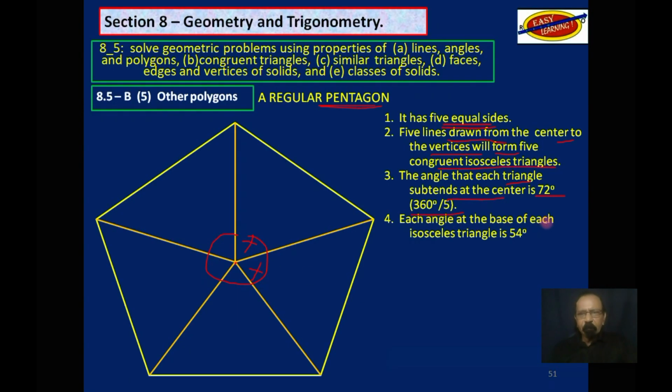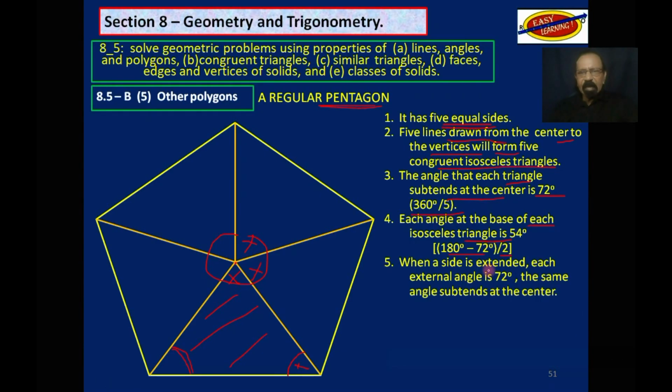Each angle at the base of each isosceles triangle is 54. So let's consider this isosceles triangle here. That angle is 54 and this one is 54. How do we get that? Remember, the sum of the angles in a triangle is 180. We know that one is 72. So we subtract 72 from 180, and whatever remains we divide by 2. So that is why this one here is 54.